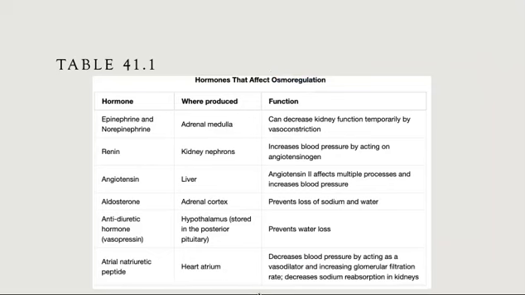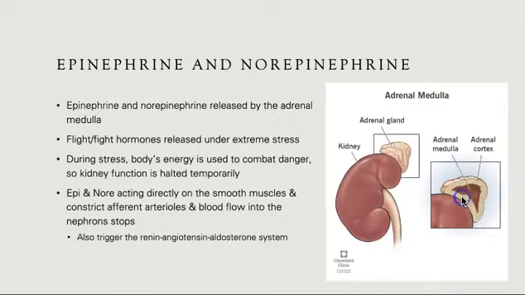So first I wanted to start off with this table over here. These are all the different hormones that we are going to talk about in the coming slides, as well as where they're produced and their functions. So it's a summarized table. Let's start off talking about epinephrine and norepinephrine first.